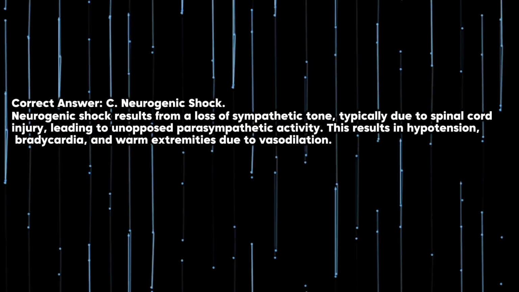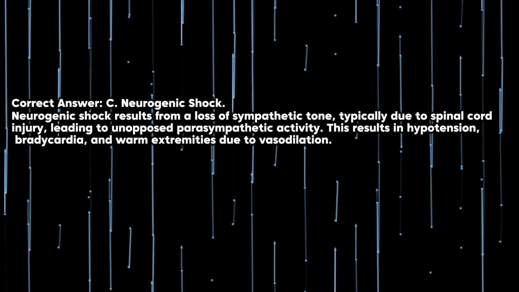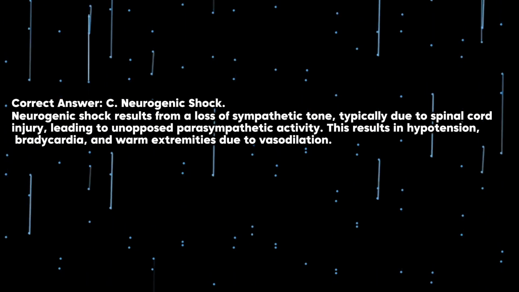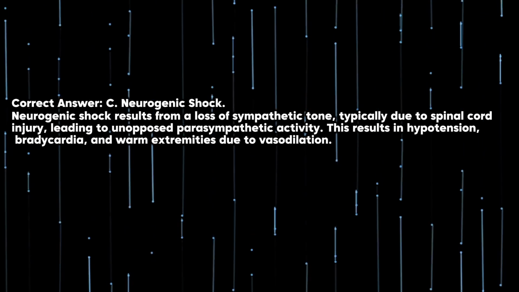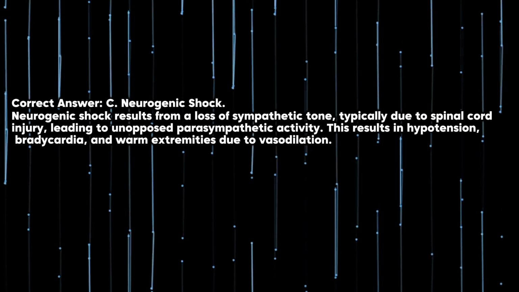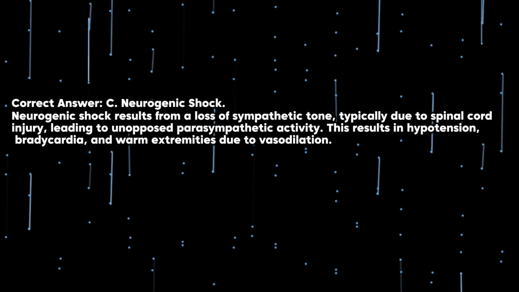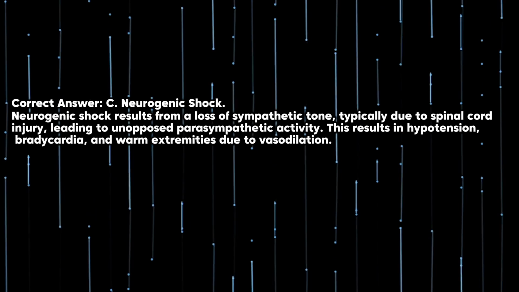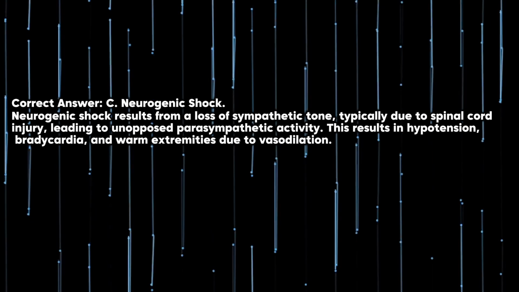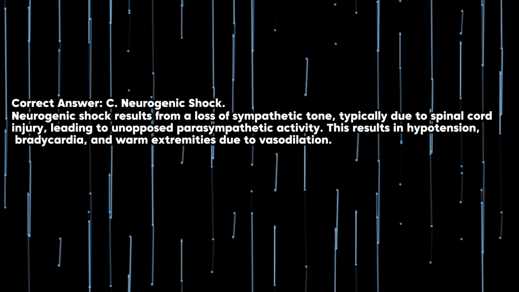Correct answer: C. Neurogenic shock. Neurogenic shock results from a loss of sympathetic tone, typically due to spinal cord injury, leading to unopposed parasympathetic activity. This results in hypotension, bradycardia, and warm extremities due to vasodilation.